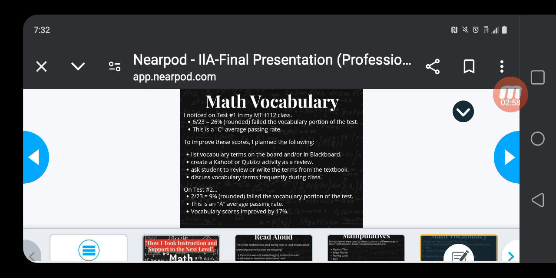Some things I did to improve is I list vocabulary terms on the board or in Blackboard, create some different games to help them review, talked about the terms frequently throughout the class, and then asked students, the old-fashioned way, to look up the terms in their textbook.